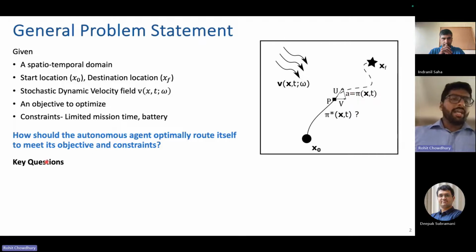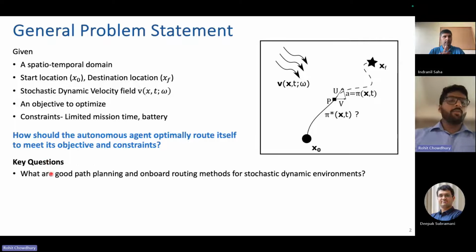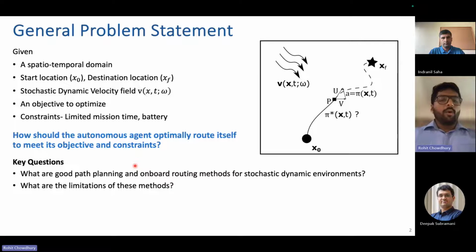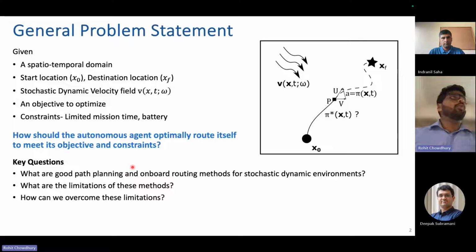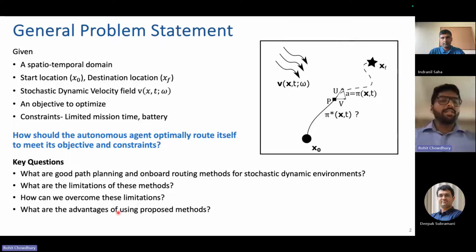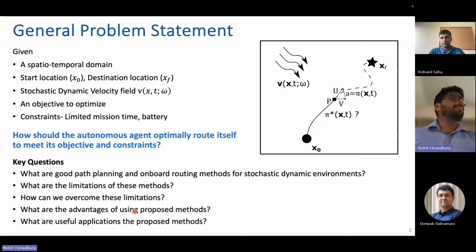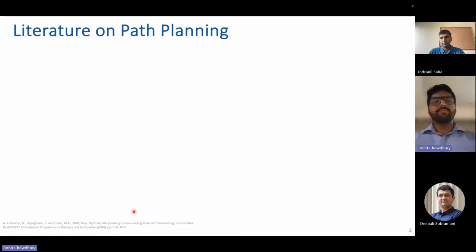And so to answer this, we have to answer some other key questions. For example, what are some good path planning and onboard routing methods for stochastic dynamic environments for these agents? What are the limitations of those methods and how do we overcome those limitations? We do propose some methods from our end, and we discuss in this work or the series of works the advantages and useful applications for those proposed methods.